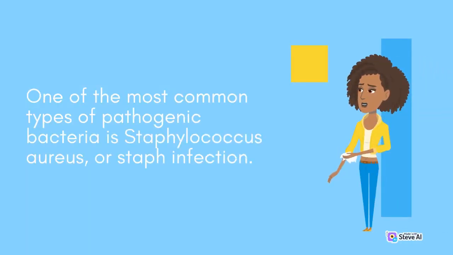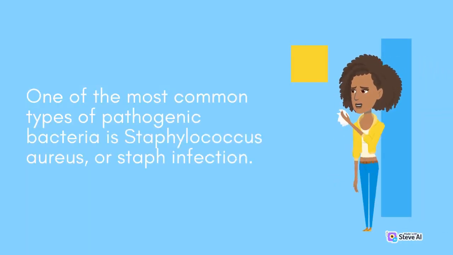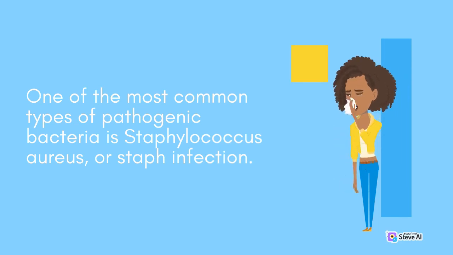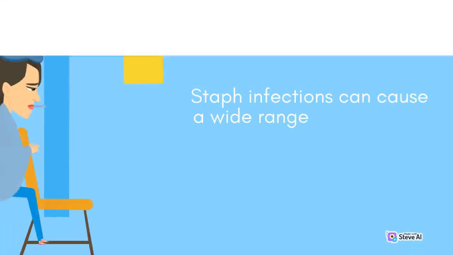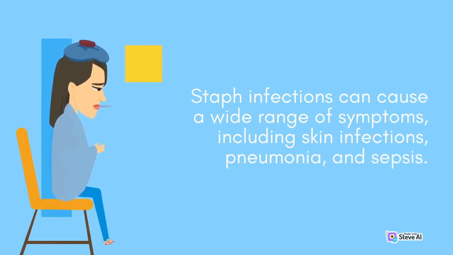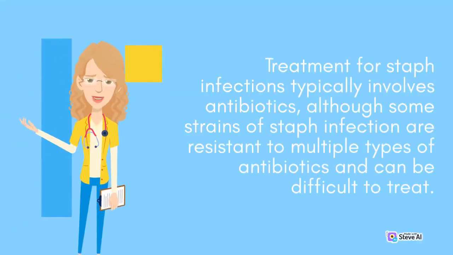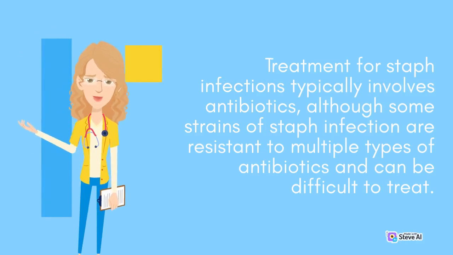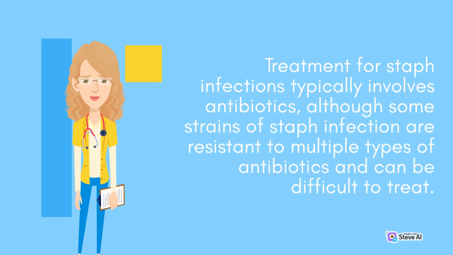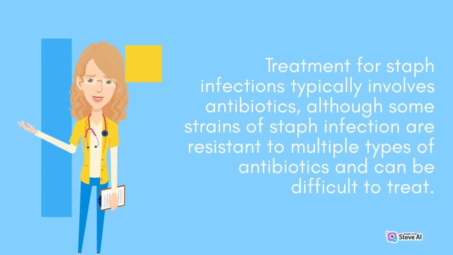One of the most common types of pathogenic bacteria is Staphylococcus aureus, or staph infection. Staph infections can cause a wide range of symptoms, including skin infections, pneumonia, and sepsis. Treatment for staph infections typically involves antibiotics, although some strains of staph infection are resistant to multiple types of antibiotics and can be difficult to treat.